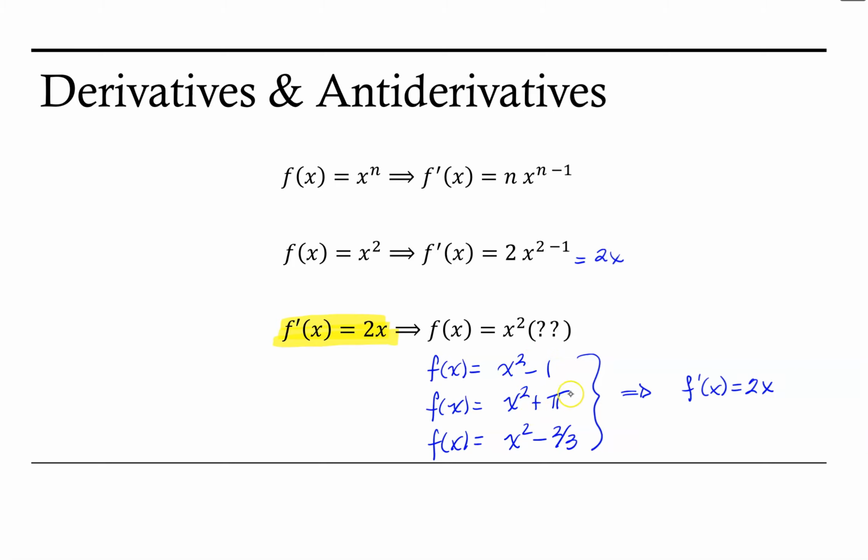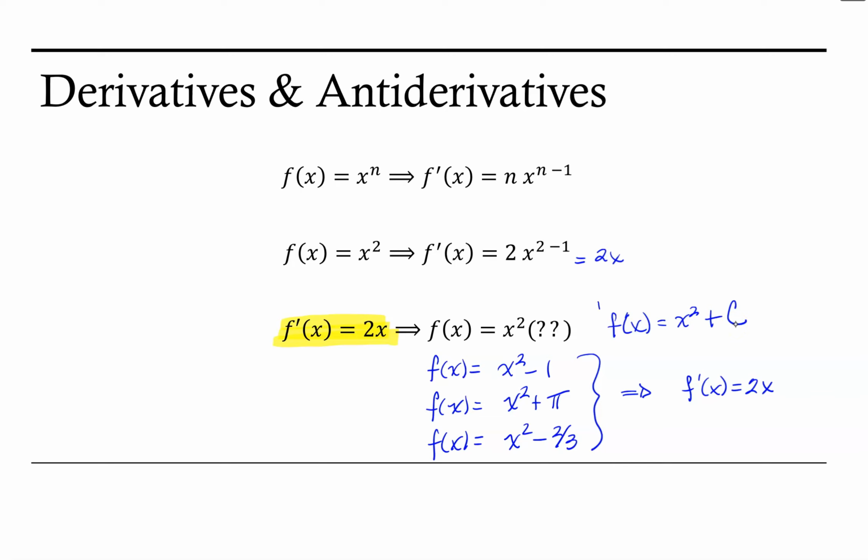Same for the second function. The derivative of the plus pi would be 0 because pi is a constant, so it doesn't appear in my derivative. And same here with the third one. So it's x squared, but it's a little bit more. More precisely, our antiderivative, our f of x, could be x squared plus any constant. If all we have is the derivative to work with, then I cannot determine the specific constant that may have originated in the function.